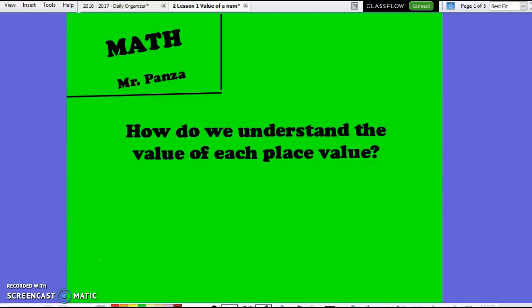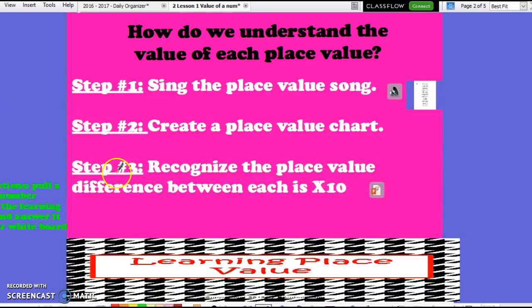Today our main focus question is how do we understand the value of each place value? Well, if you've been with us for the first couple of lessons, you realize that we've been talking about place value, and we've specifically mentioned this place value song, which we've sung repeatedly over and over again. We're going to continue understanding the value of each place value by singing that song and creating a place value chart.